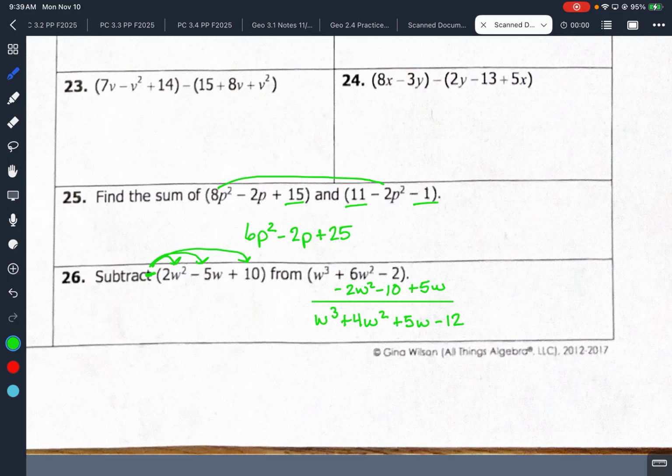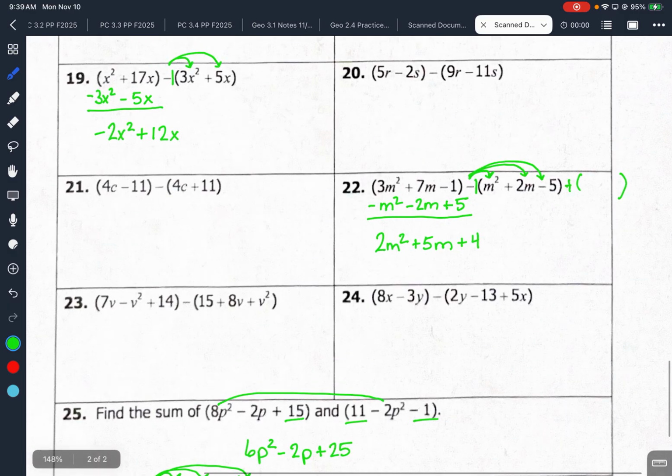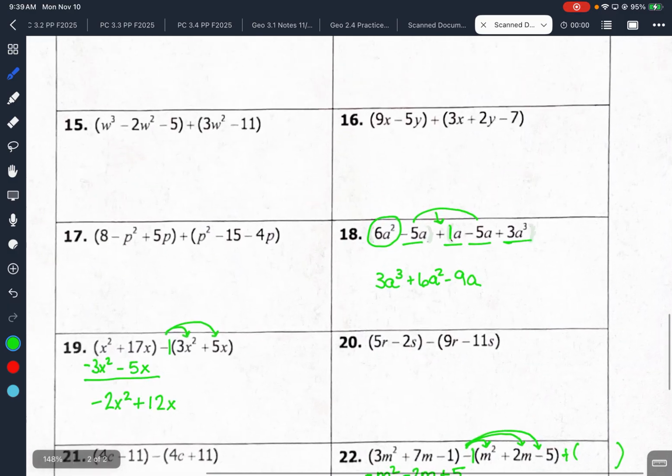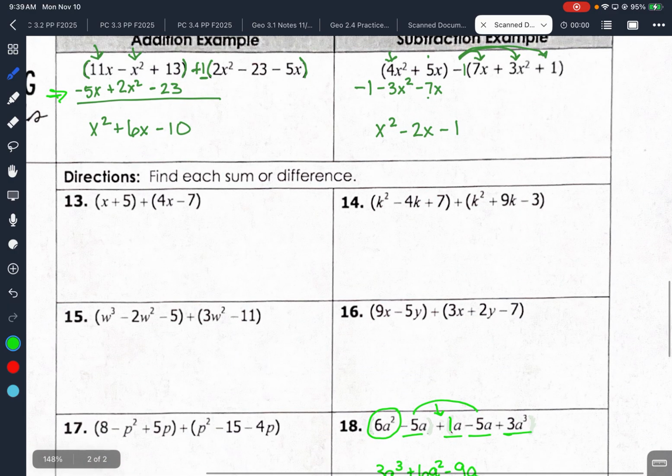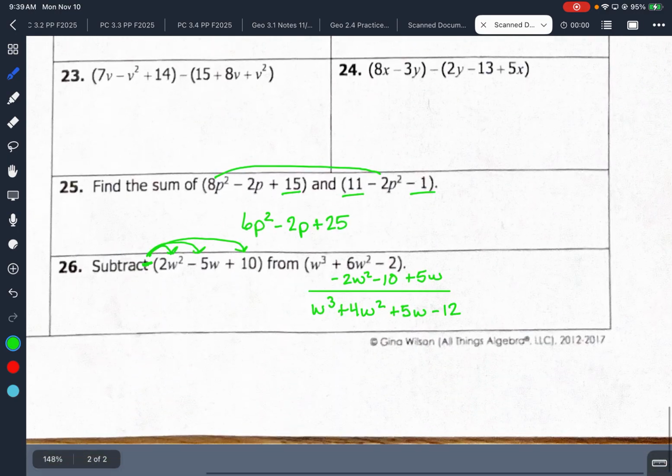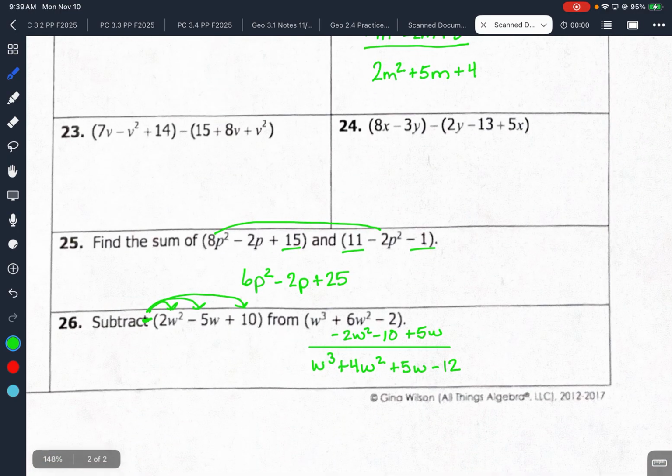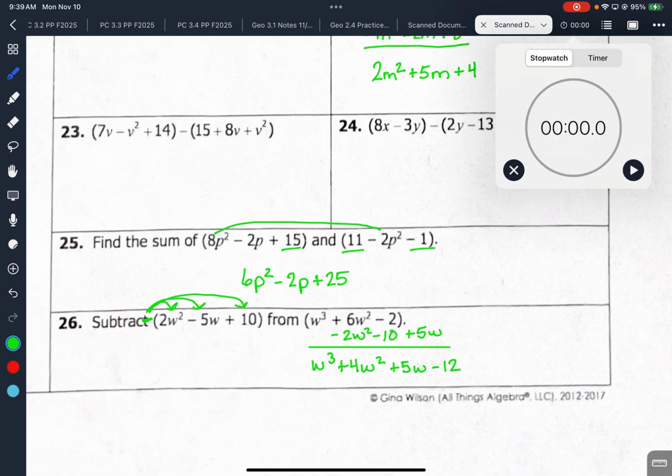Understood? Okay, so you have 8 problems left, I'm pretty sure. 1, 2, 3, 4, 5, 6, 7, 8, 9. You have 9 problems left. Should they take you long to do? No. So get busy, and we will check them when you get done.